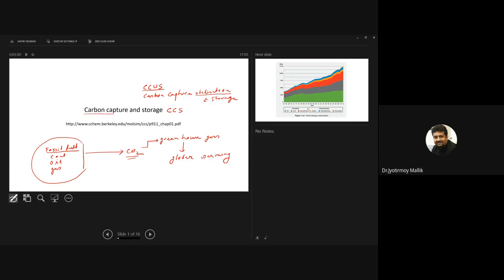So carbon capture and storage is a process by which you capture the carbon dioxide, capture CO2 from industrial sites, and then store it in geological formations. Okay.